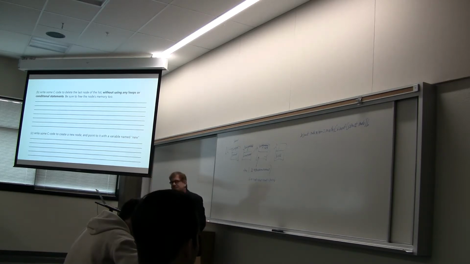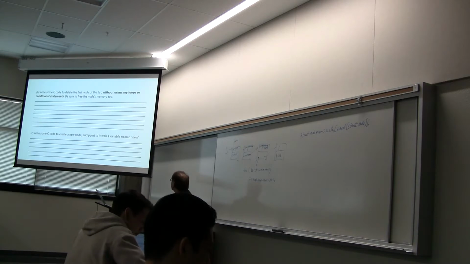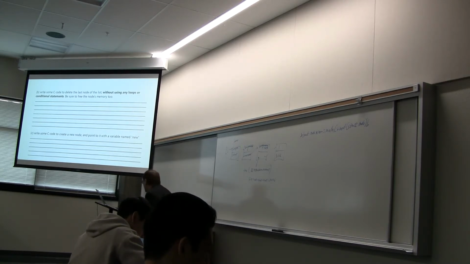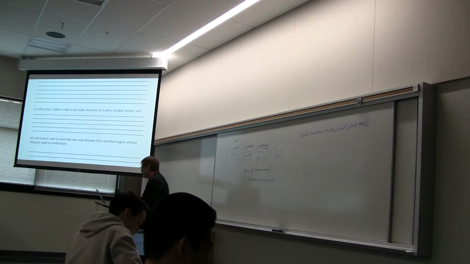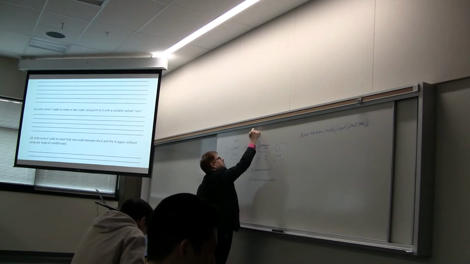And I didn't need functions here, right? I just wanted some C code. If you did functions, that was okay. But I really just wanted C code that creates a new node and points to a variable named new. And then D, we wanted to insert it in between the 6 and the 4. So right here, so here's our new.